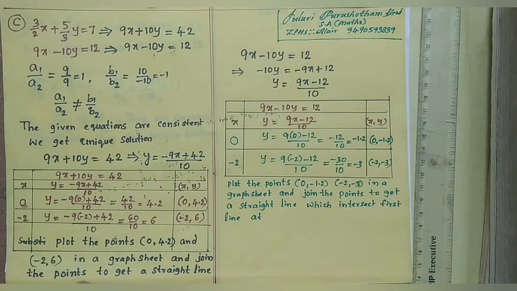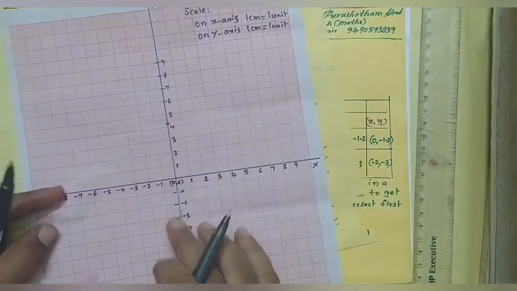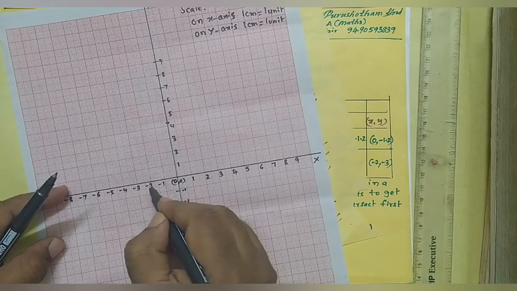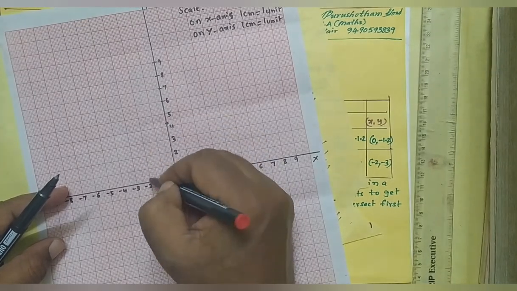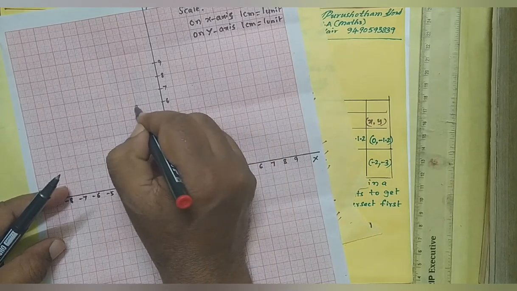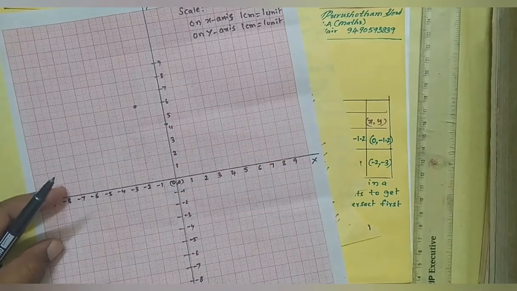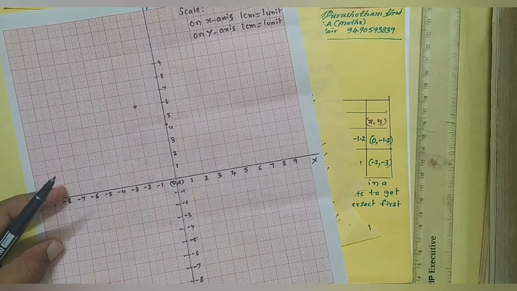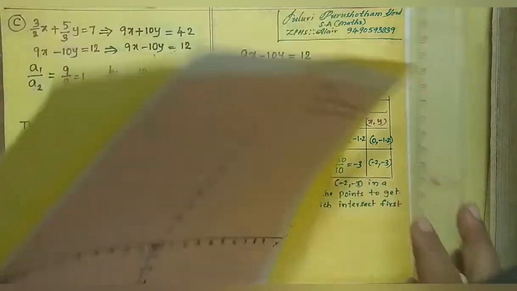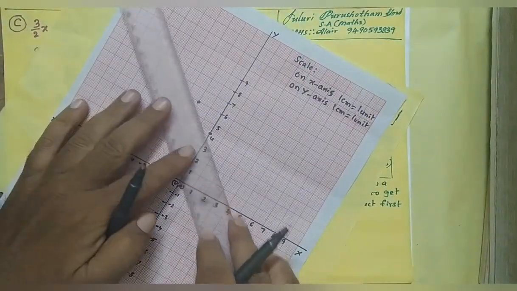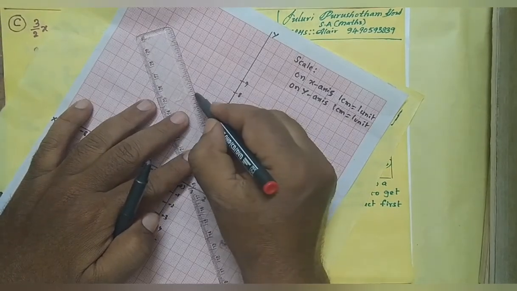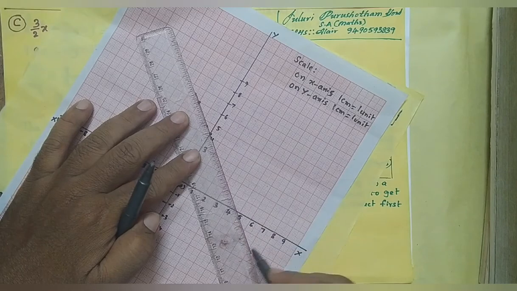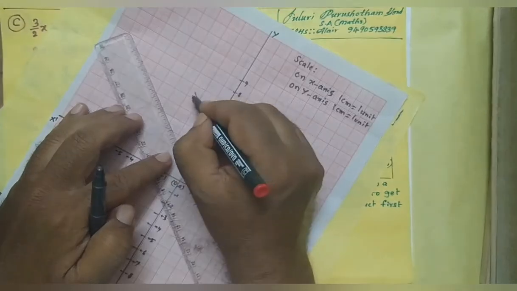The next point is minus 2 comma 6. Minus 2 on the x-axis, 6 on the y-axis. That means we get minus 2 and plus 6, here. Is it clear? Then you join these 2 points with the help of a scale. I join this and produce it also. No problem, it's a straight line only. Is it clear for all?